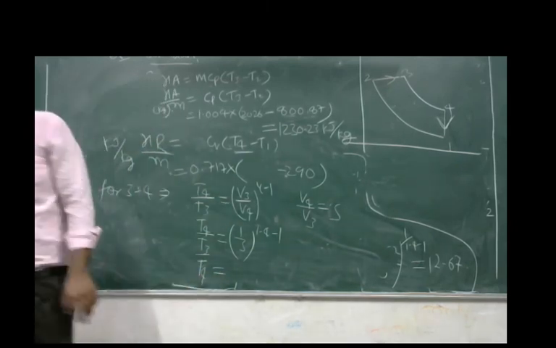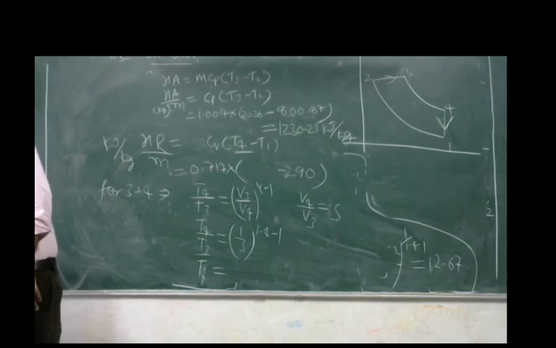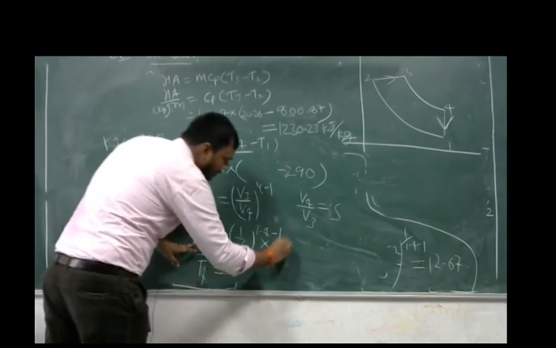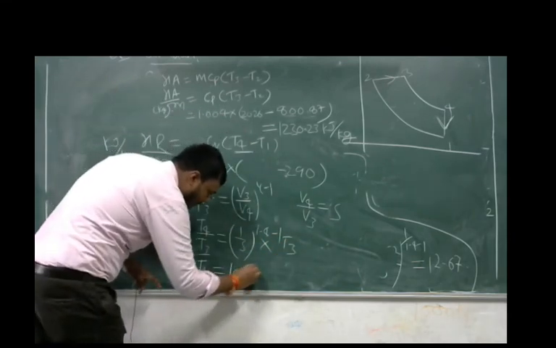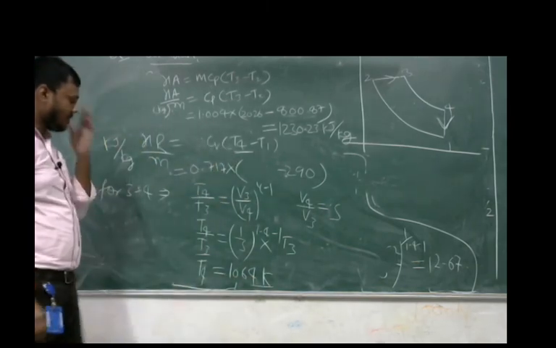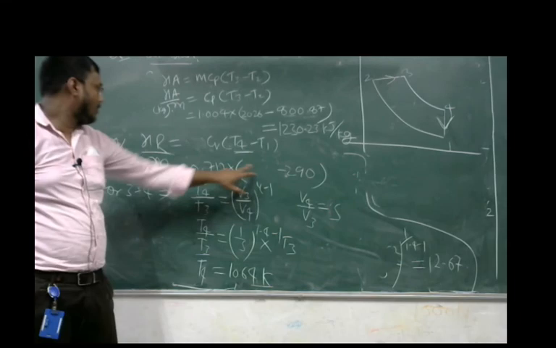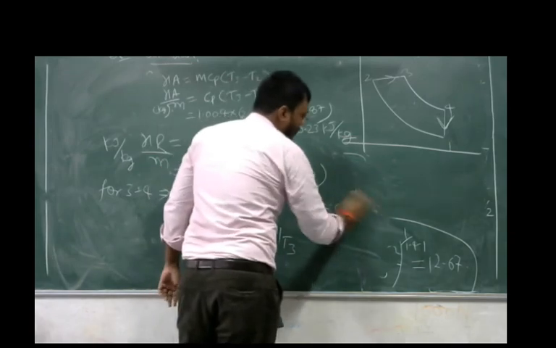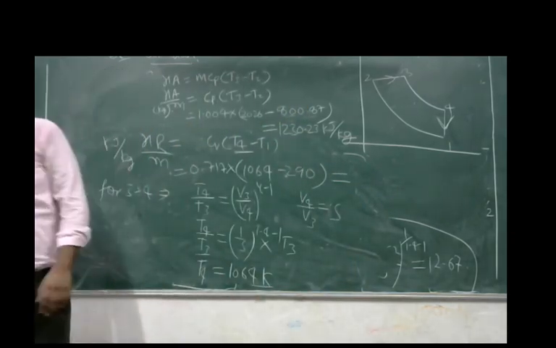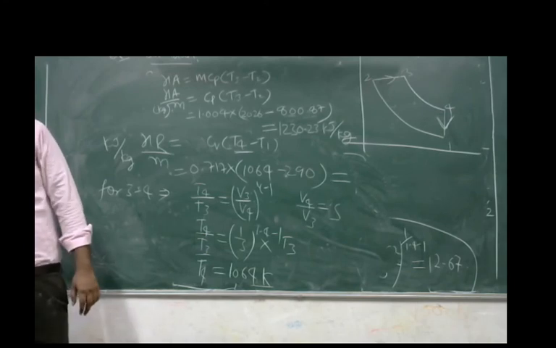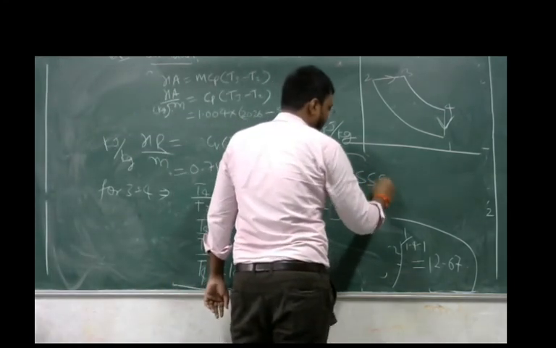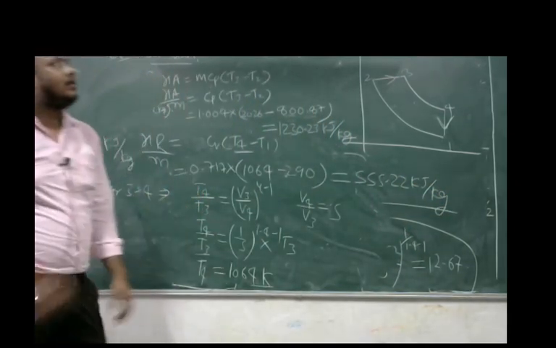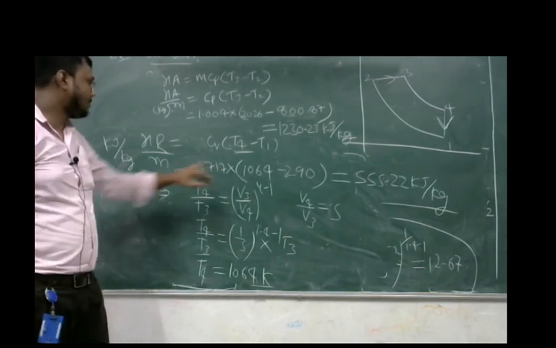so we can easily calculate the value of T4, which comes equal to 1064.37. Multiply by this value of T3 and you will get the value of T4 equal to 1064 Kelvin. Now you know the value of T4. Put this value here in the formula, 1064, and you will get the answer, heat rejection per kg. It will come equal to 555.22 kilojoule per kg. So now we have found the value of heat rejection per kg.